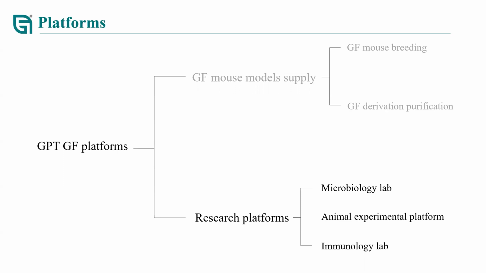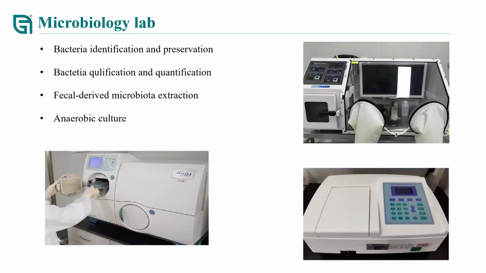Next to that, we have our research platforms. The research platform consists of a microbiology lab, an animal experimental platform, and an immunology lab, which allows us to provide one-stop experimental service for our customers. For the microbiology lab, we offer services like bacteria identification and preservation, bacteria quantification, fecal-derived microbial extraction, and also anaerobic culture.